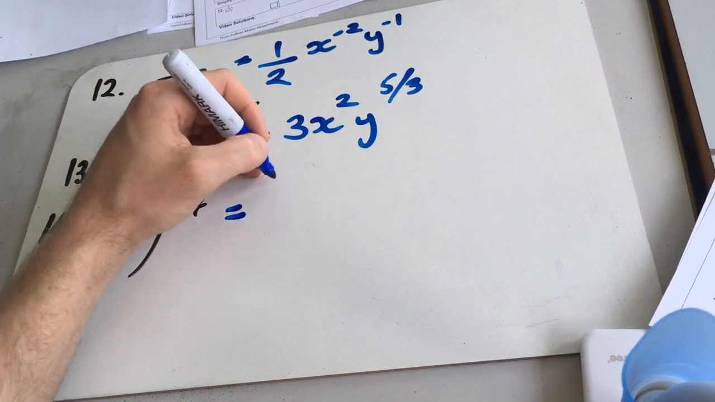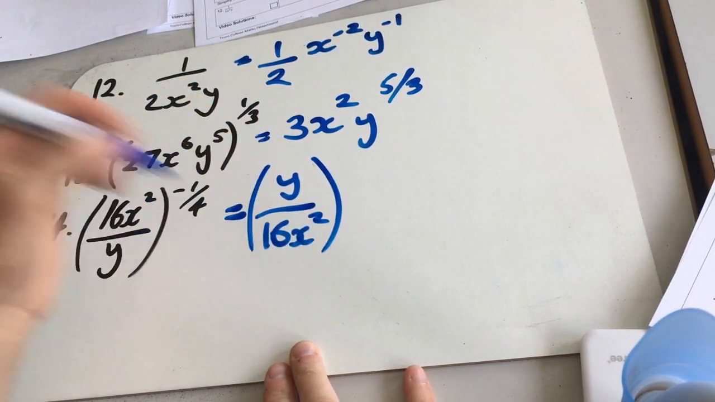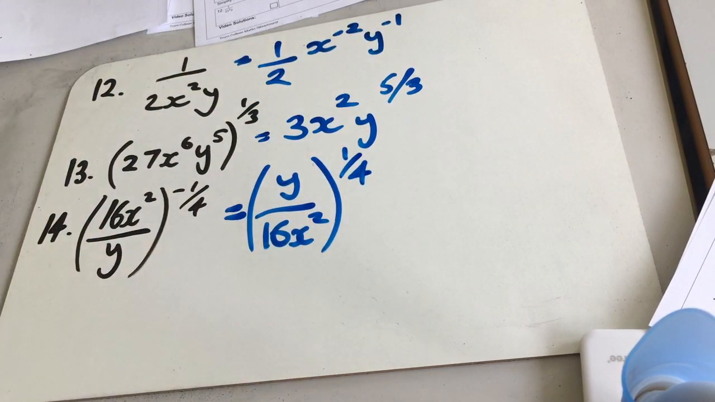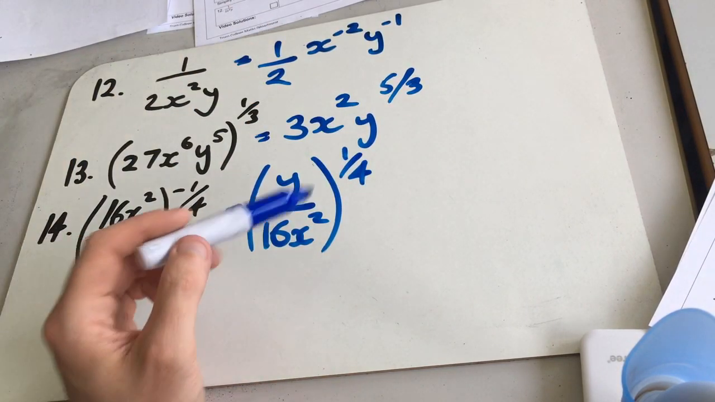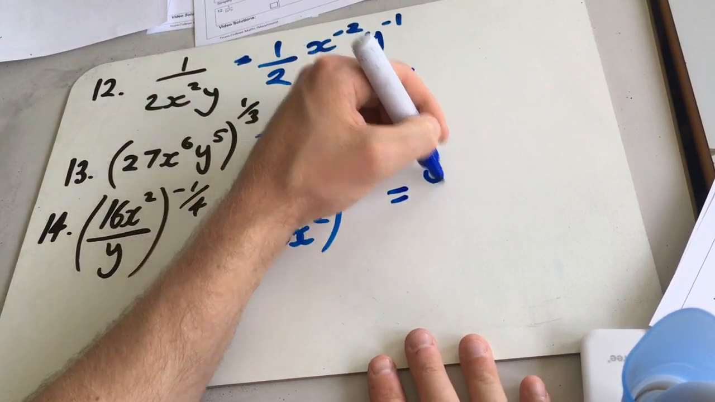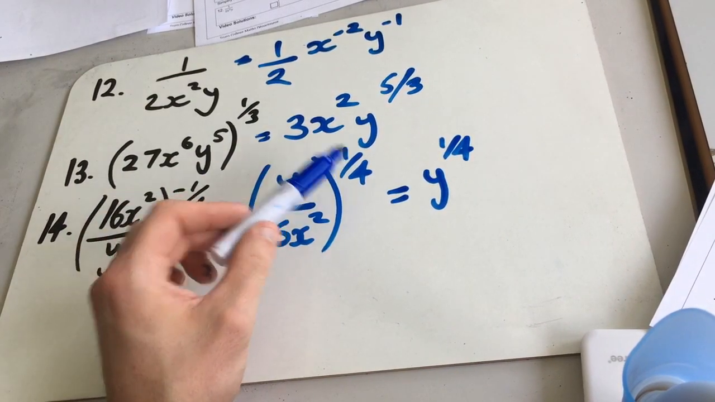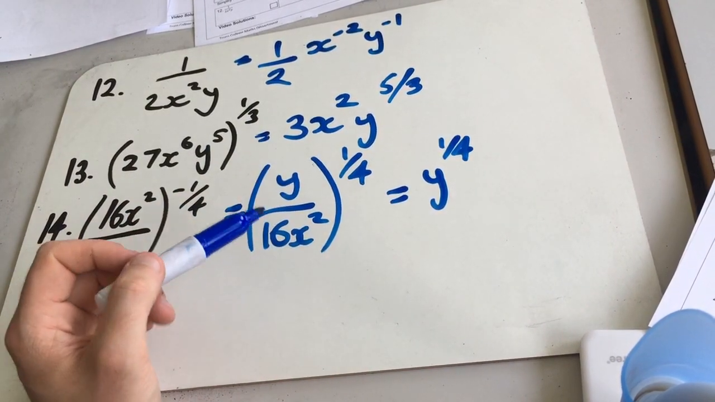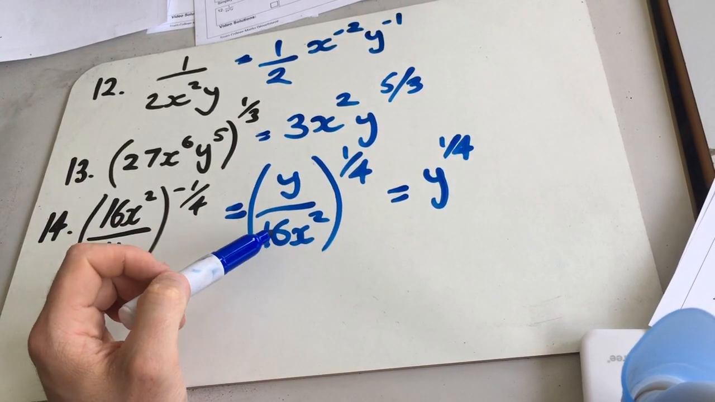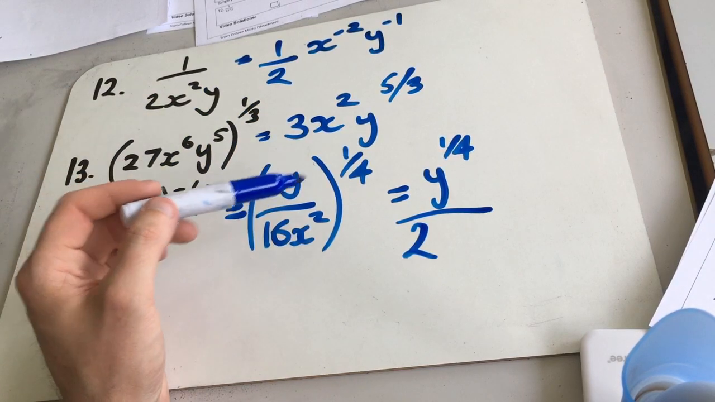So we're going to get y over 16x squared to the power of a quarter. So we've just flipped the fraction so far. The y bit is easy. We're just going to get y to the power of a quarter. And then we need to bring these bits up and put them to the power of a quarter at the same time. So a 4th root of 16 will give us 2. So we can put 2 on the bottom there.